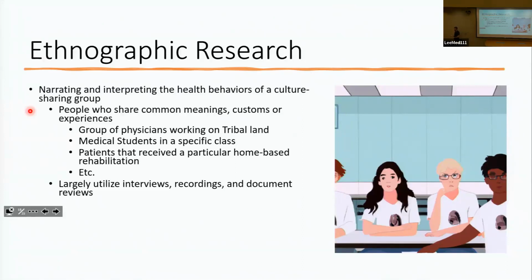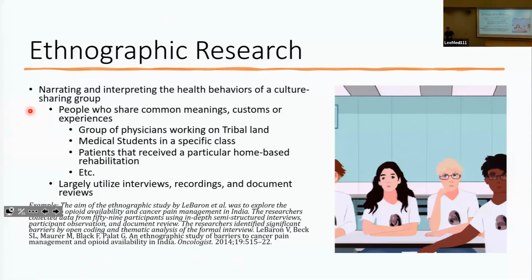You may have an interest in patients that received a particular home-based rehabilitation. So again, the behaviors of a culture sharing group and looking at how that impacts whatever it is that you're studying. So they largely also utilize interviews, recordings, and document reviews to come up with the conclusions. So what's an example?